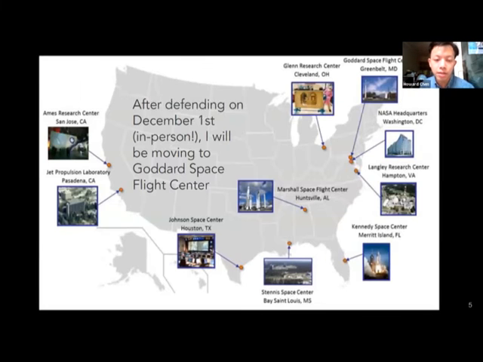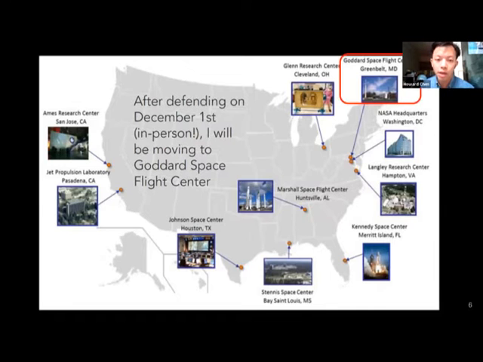I'm excited to announce that I'll be moving to Goddard in January, if I successfully pass my defense, hopefully in person in December. There I'll be working on instrumentation and observation. I'm a modeler on a team, but I'll be working with people who are building telescopes to look at potential habitable worlds in the next few decades. And obviously NASA has a lot of centers. I'll be moving to Goddard at Greenbelt, Maryland.